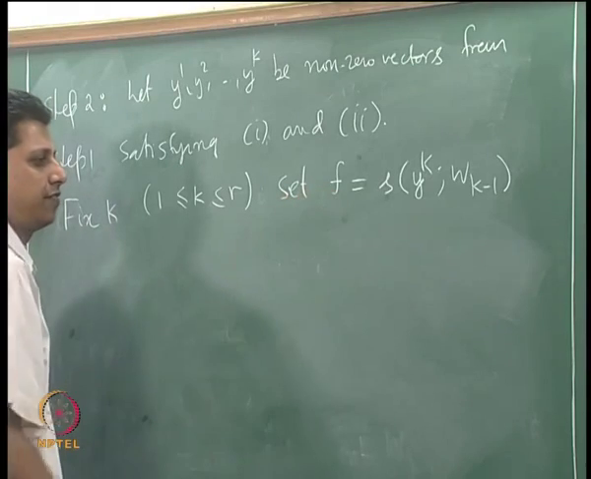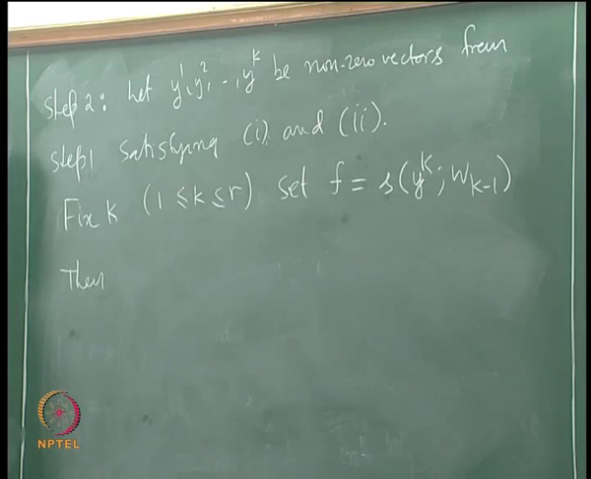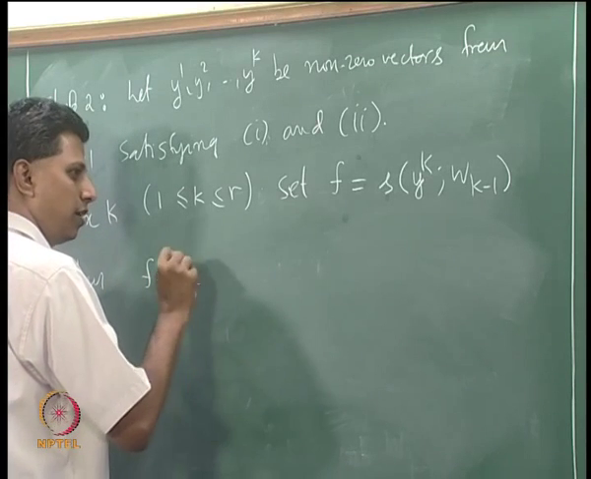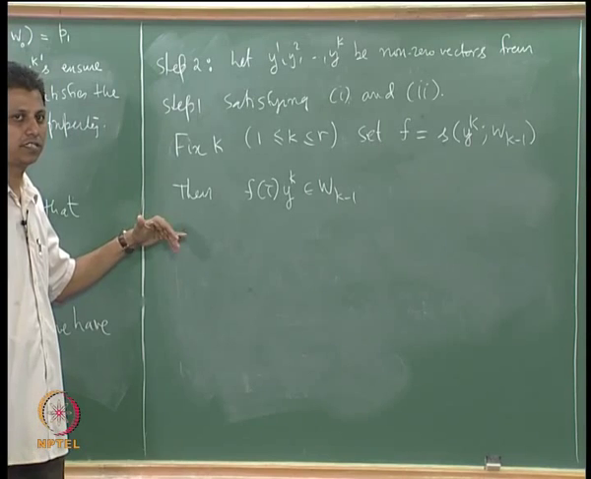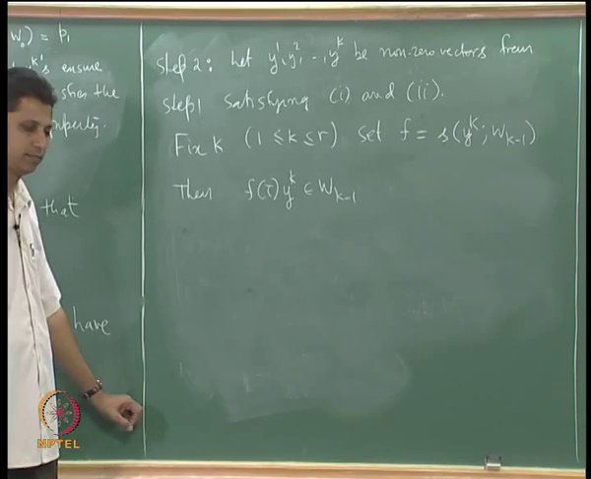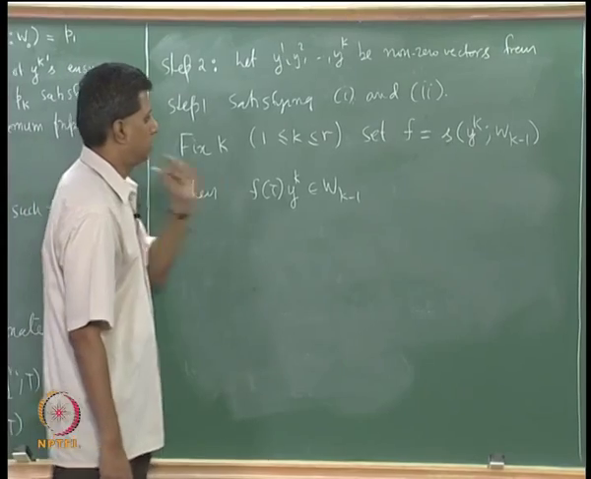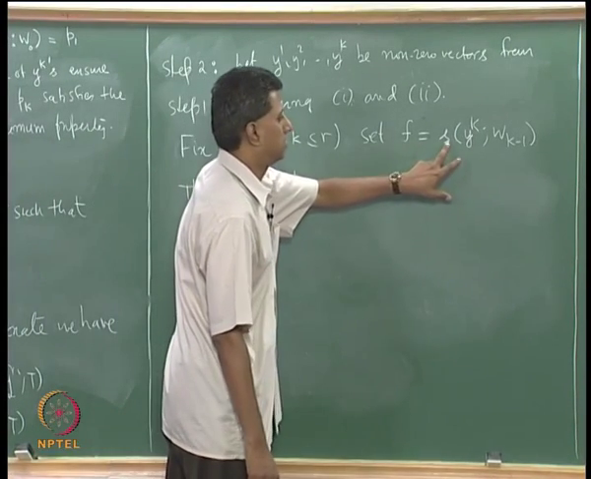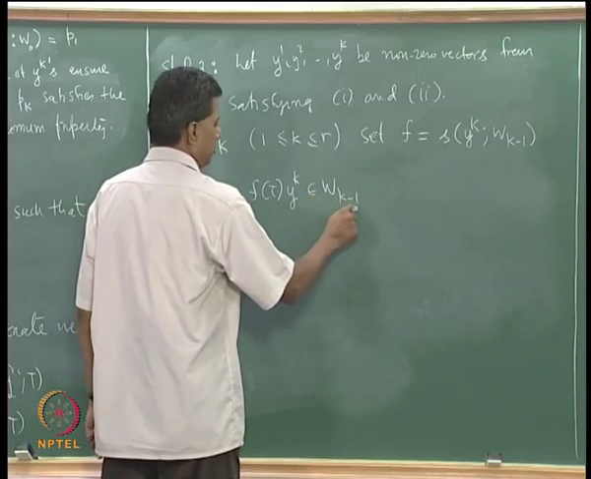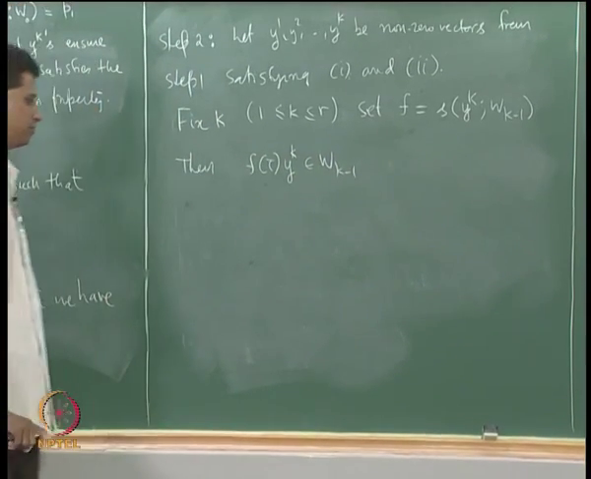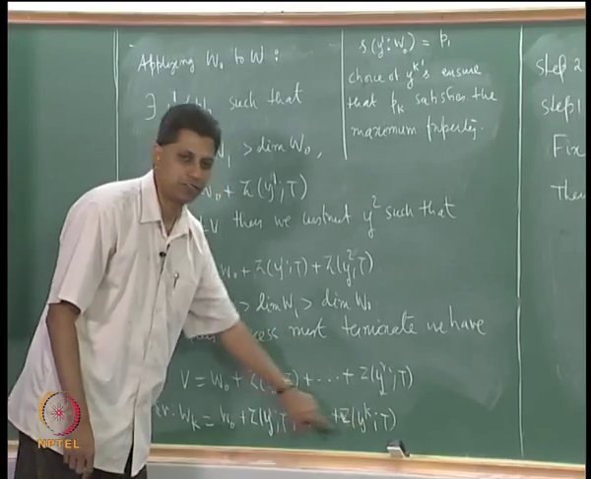Okay, then what do I know about this f? This f has the property that if you look at f(T) yk, that must belong to W_{k-1}. See, I have not yet written down what we are going to prove in step 2. I am just fixing a notation. F is this polynomial, then by definition this is the polynomial coming from that S, so f(T) yk must belong to W_{k-1}. Now it is in W_{k-1} and from the previous step I know what W_k is, so I know what W_{k-1} is, so I can write this f(T) yk in terms of these subspaces.